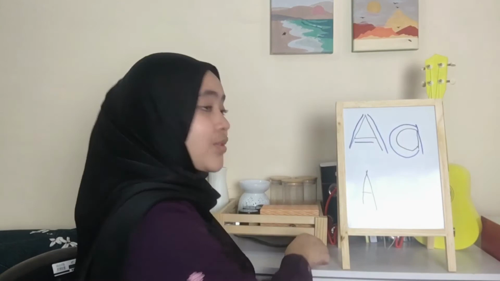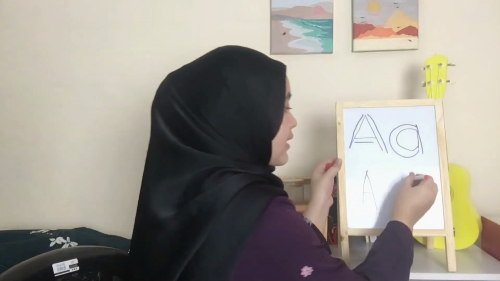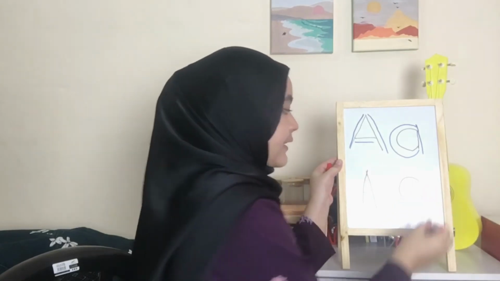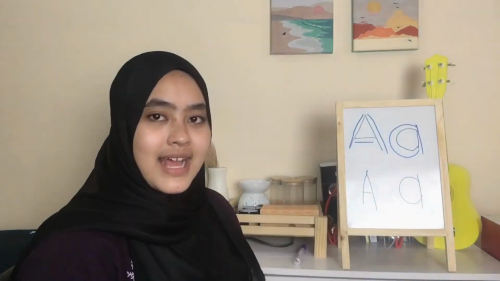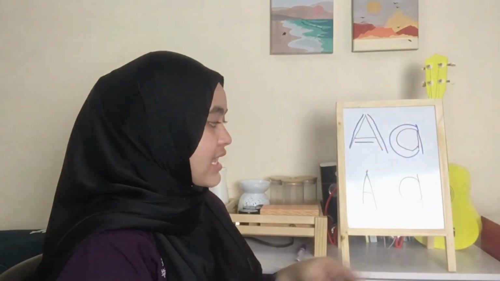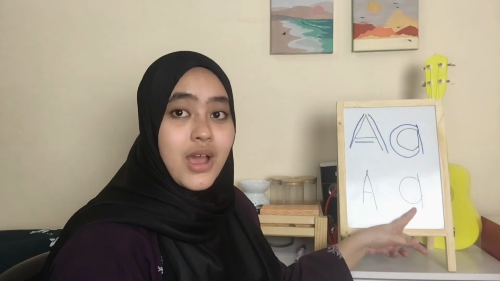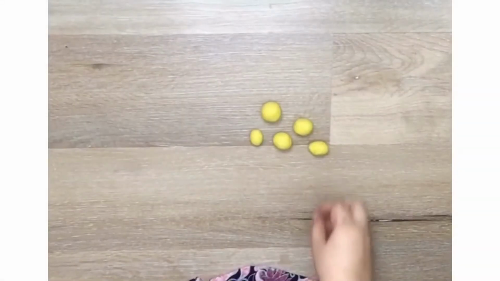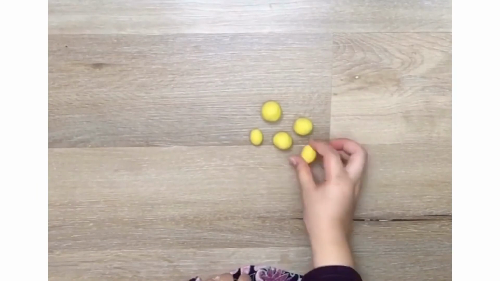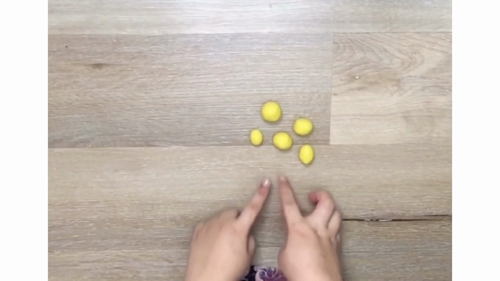So how do we write the baby A? First, the curved line. Second, standing line going down. This is the baby A or the lowercase a. Now teacher has the clay. Let's make the letter A using the clay.